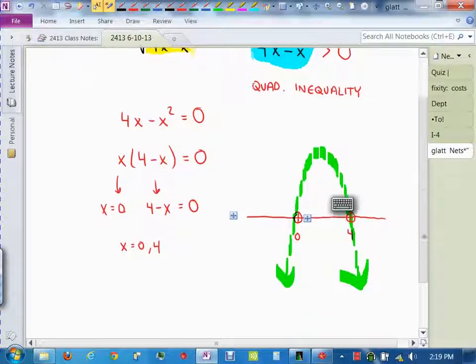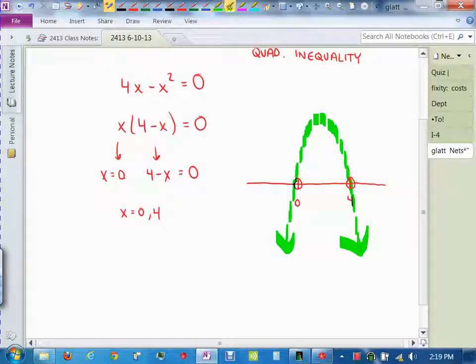So what would my final answer be? Everything between 0 and 4, but not including 0 and 4. So x must be an element of parentheses 0, comma 4. Done.